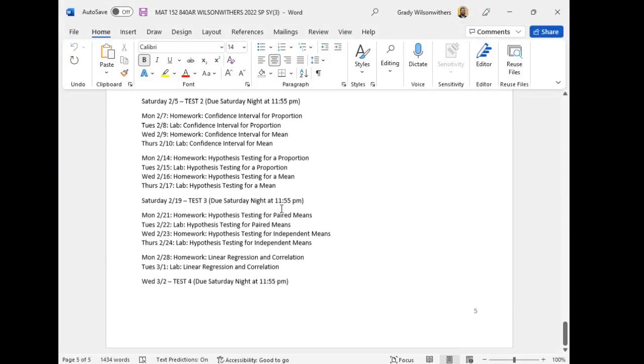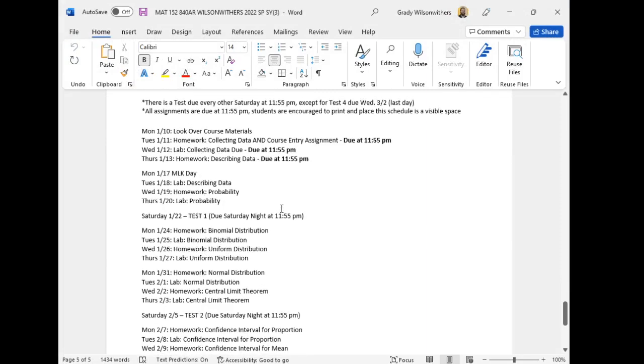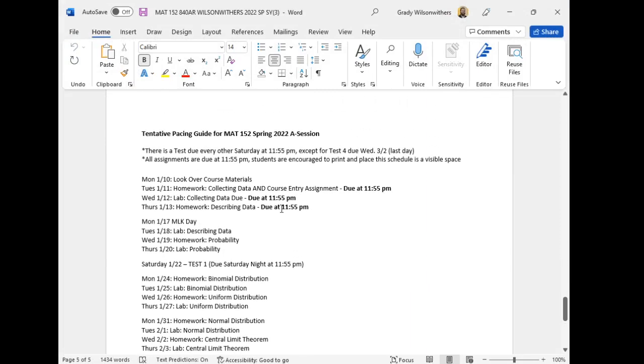The last page of the syllabus, page 5, is the pacing guide. I really encourage you to print this page. I print this page for all of my seated classes, and put it in a prominent spot. Maybe that's your refrigerator, pin it to the wall, tape it on your nightstand, laminate it, just put it in a prominent spot.